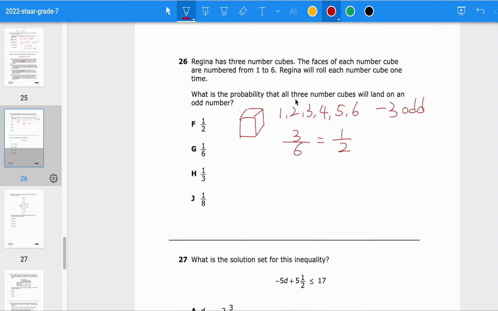And then we have 3 cubes. So 1 cube is 1/2 probability, and the second one is still 1/2 probability, and the third one is also 1/2. You need to make sure all 3 of them have an odd number. So we have 1/2 multiply 1/2 multiply 1/2, which is 1/8. So J is correct.